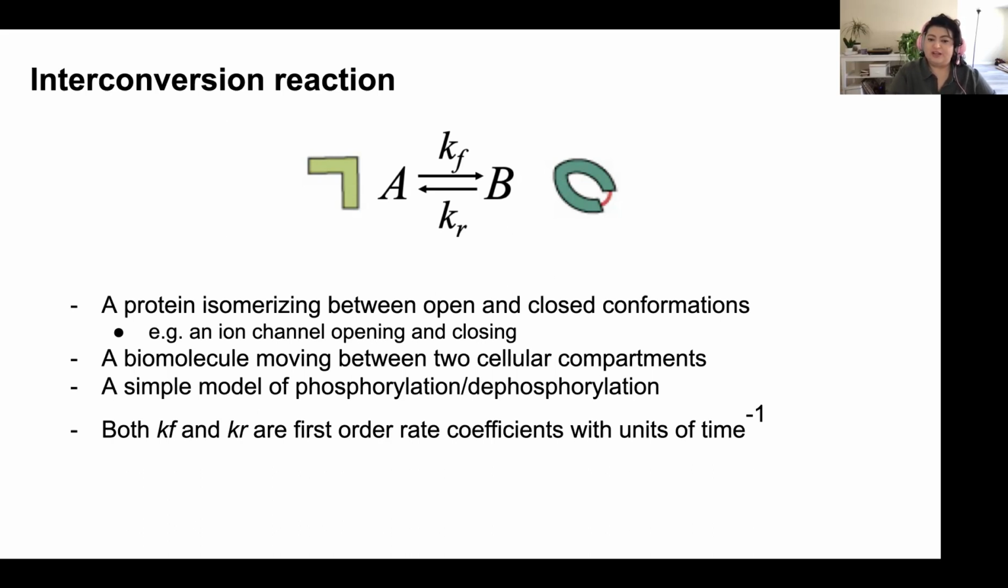There are also ion channels that open and close. We can think of it as a biomolecule that moves between two cellular compartments, such as from the cytoplasm into the nucleus, and from the nucleus back into the cytoplasm. It can also be used as a simple model of phosphorylation or modification, a protein that is modified versus not modified, switching between the two states. Here both K forward and K reverse are first order rate coefficients, and they have units of 1 over time.